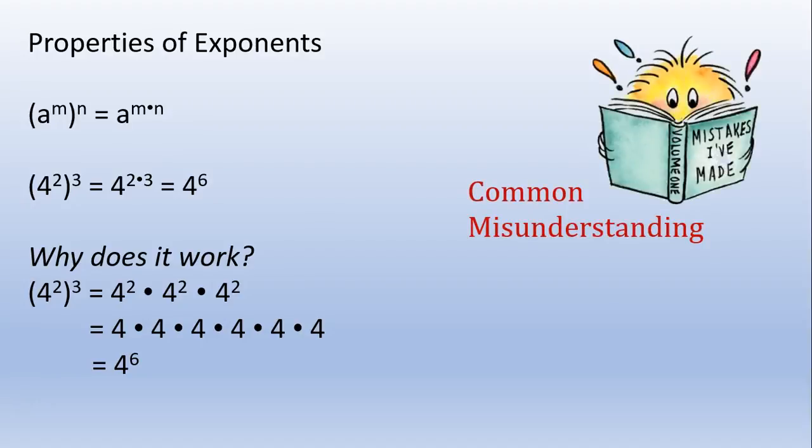A common misunderstanding with this property is thinking that if we have a power to a power, that means that the powers are being used as a base and an exponent. Well, that simply isn't the case. We're not squaring the 4, we're squaring the 2 to the 4th.